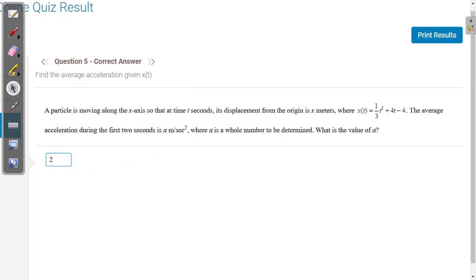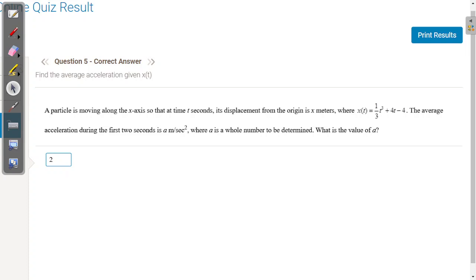A particle is moving along the x-axis so that at time t seconds its displacement from the origin is x meters, where x(t) equals 1 over 3 t cubed plus 4t minus 4. The average acceleration during the first 2 seconds is a meter per second squared. What's the value of a?